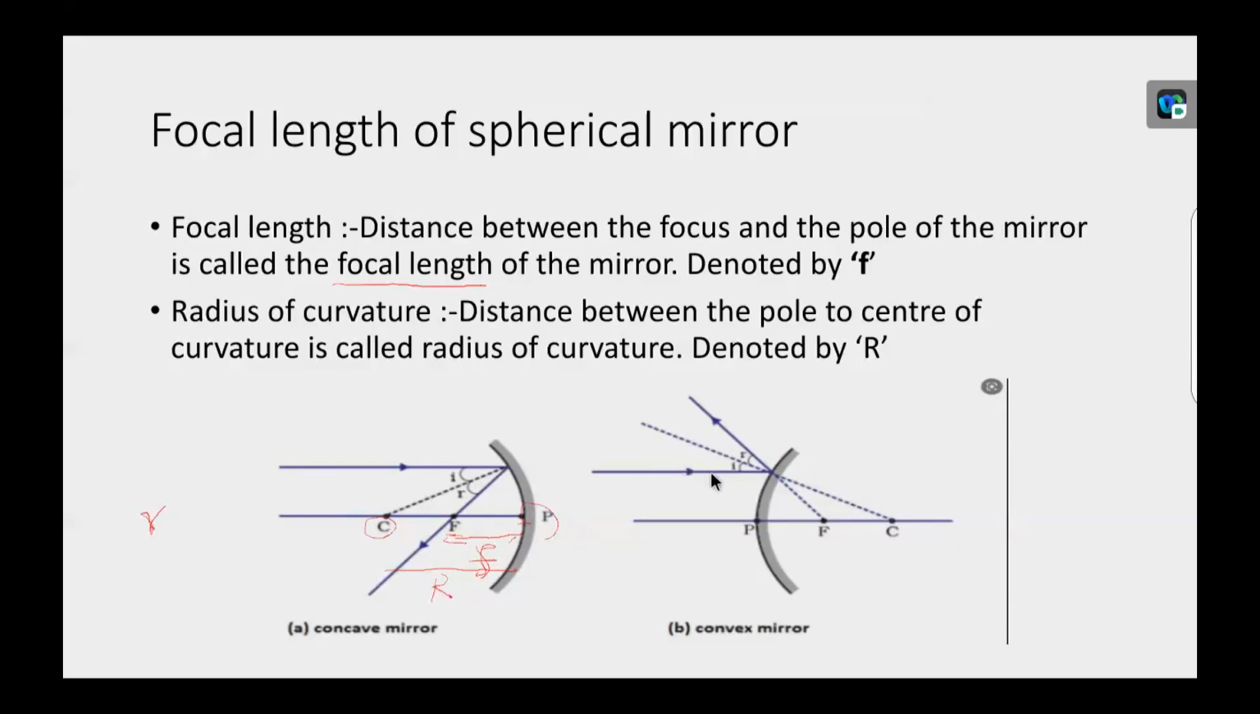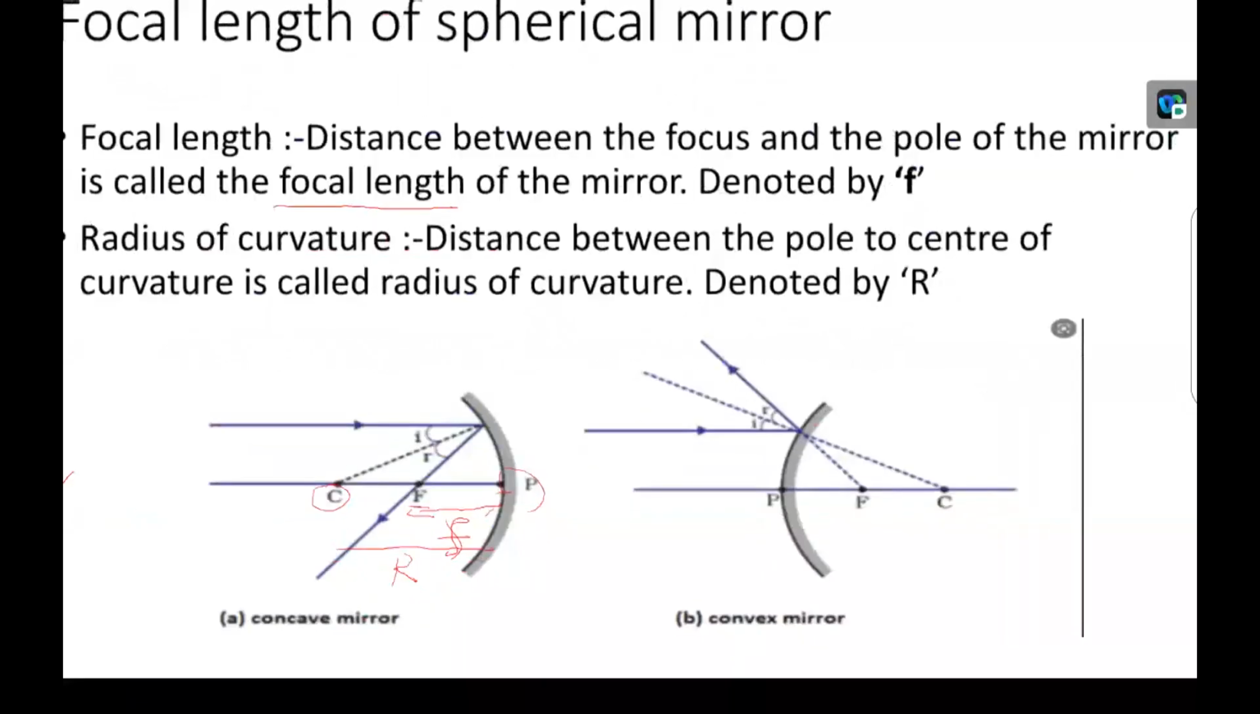Similarly, when you observe here, a parallel beam falls on a convex mirror, that is, the outer surface is reflecting. Instead of converging, the light ray is reflected back, that is, diverged. Now, how do we find the focus for this convex mirror? When the diverged beam is extended in the backward direction, we get the focus, as well as the center of curvature. Pole to focus we call the focal length. Pole to center of curvature we call the radius of curvature.